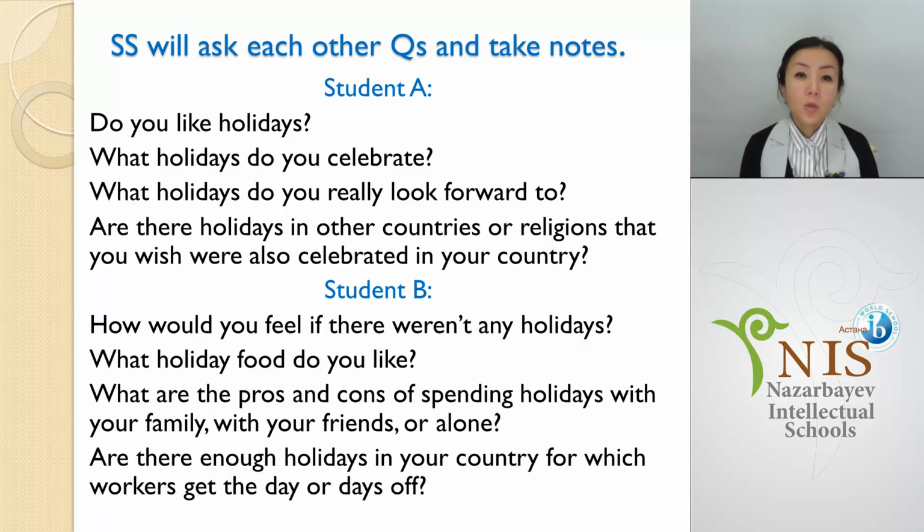This is the activity which will be given for students. So you can give the questions. First of all, you need to divide them into pairs, and students will ask each other questions and take notes. So there will be student A and student B, and each student will have 5 questions. Student A will ask student B, and student B will ask student A. So here are 10 questions, which I divided into 2.